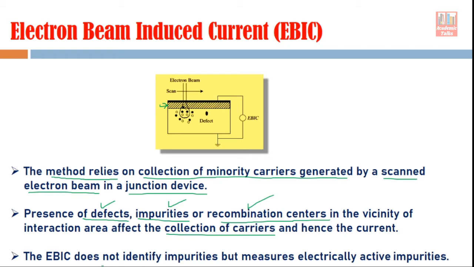So we can say that EBIC doesn't identify impurities. In the case of Auger electron spectroscopy, we have seen that we can use that technique to identify the impurities present in the semiconductor. But in the case of EBIC, we are not identifying the impurities which are present here. We are actually measuring the electrically active impurities. Remember, electrically active impurities are being measured using this technique. Active impurities means the impurities which are playing some role in the conduction mechanism, or you can say playing some role in the current which is flowing between the two electrodes.